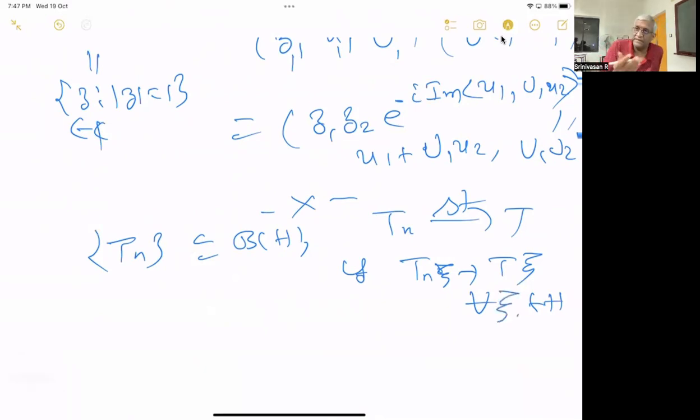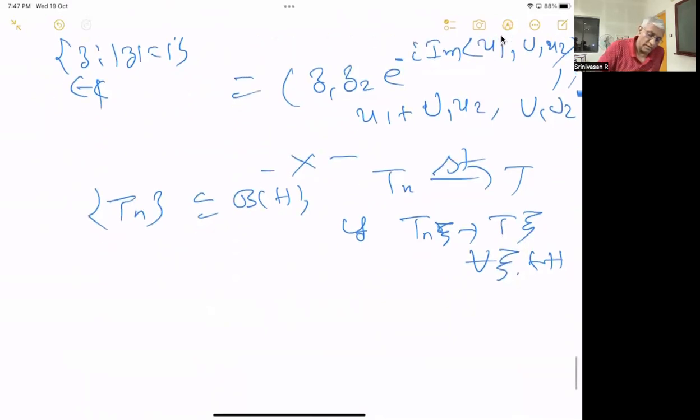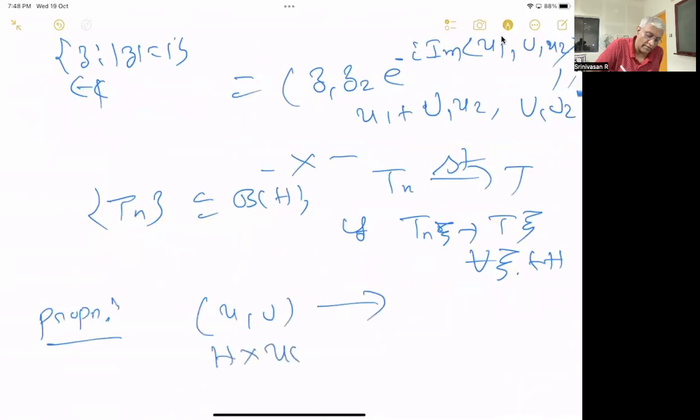Whenever we define a representation, we have to worry about the continuity also. So this representation is strongly continuous. This map U going to W of U, which we defined as W of U, gamma of U, by definition is strongly continuous.